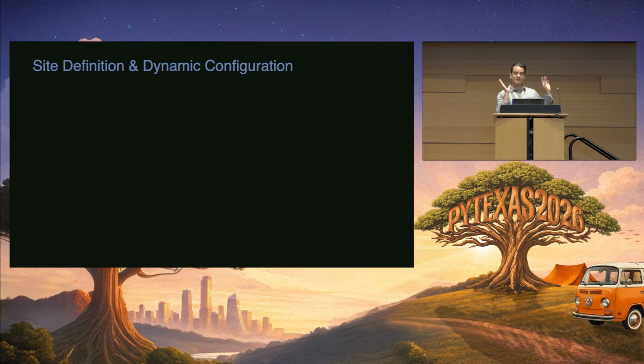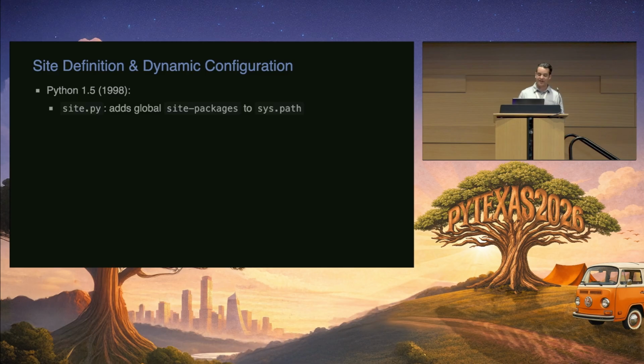Okay, so we talked about setup.py. Now I want to talk about this site.main thing that I've been talking about, which might be the most novel to many of you. Way back in Python 1.5, site.py was added to the Python library, and this created site-packages as the place to install packages. And that site-packages directory was automatically added to sys.path, the list of directories Python searches to find your packages.